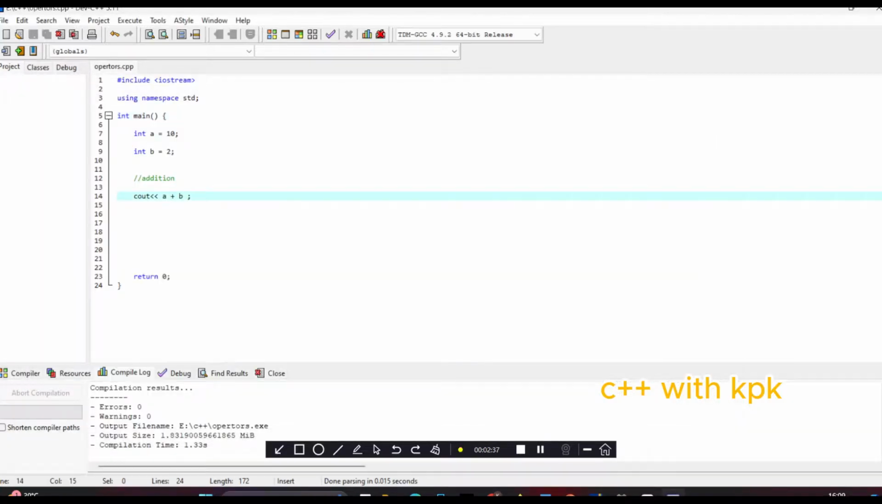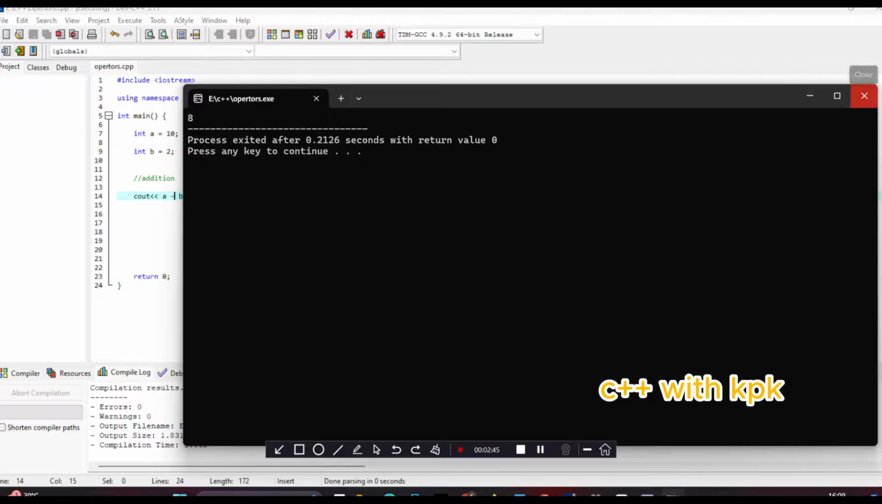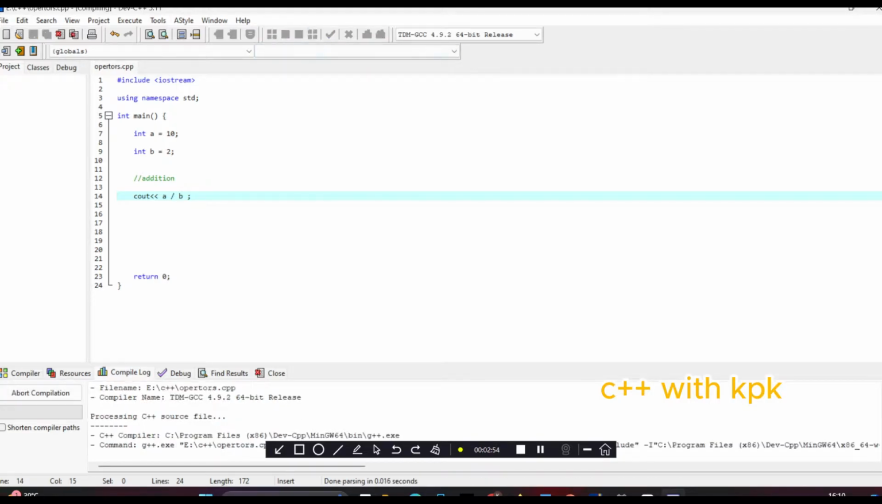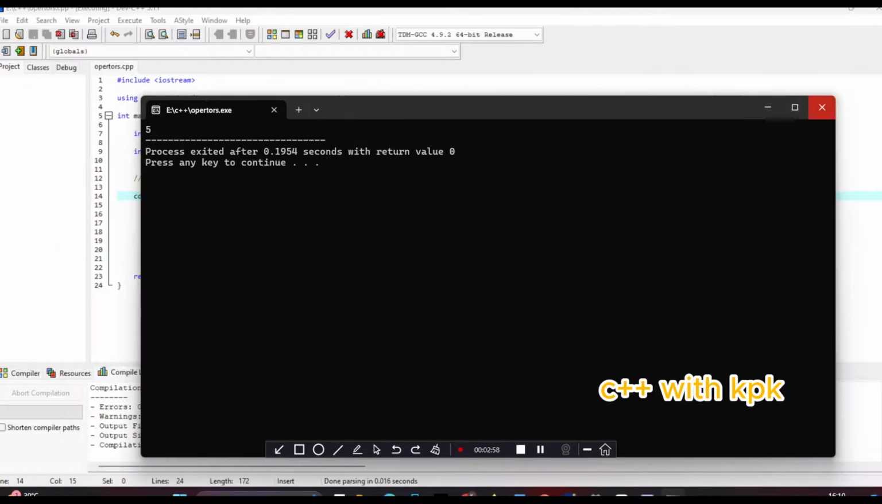So let's see for A minus B. Then 10 minus 2 gives us 8. Okay, let's see A divided by B. Let's run. Yeah, 5. Then 10 divided by 2 gives us 5.